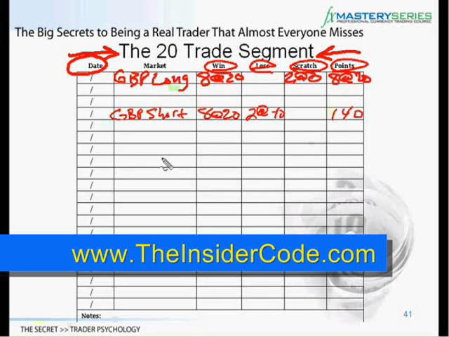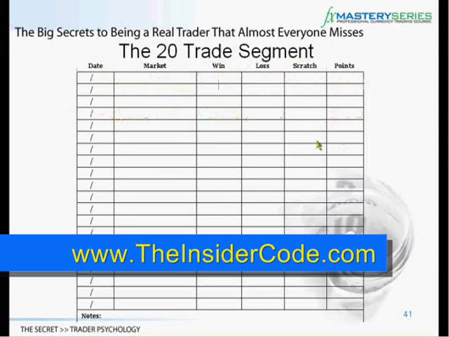So I keep this sheet printed out on my desk so I can just quickly record it and then wait for the results. Then at the end of the day, I can take all this information, the date and time, what I was trading, what happened, and the total, and put that directly into my spreadsheet. Now, the 20 trade segment is a vital tool for tracking your results.